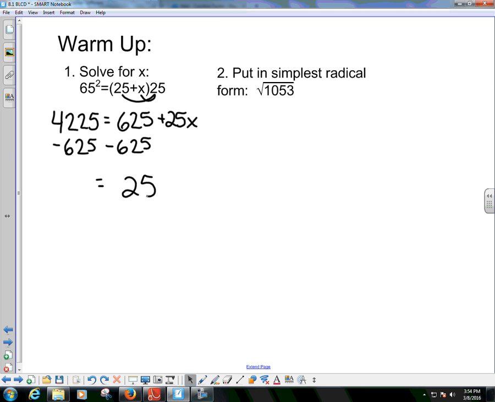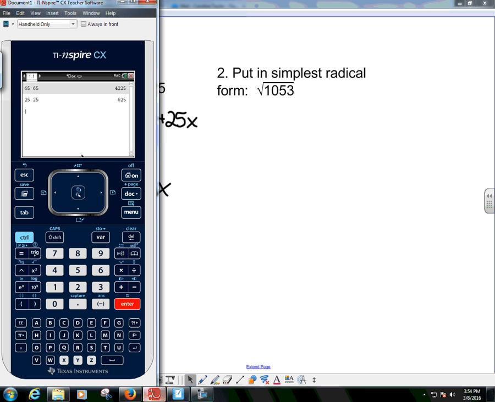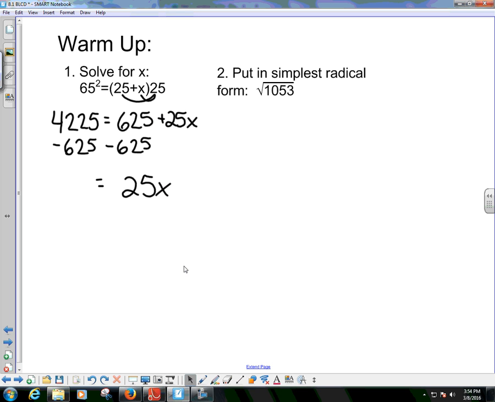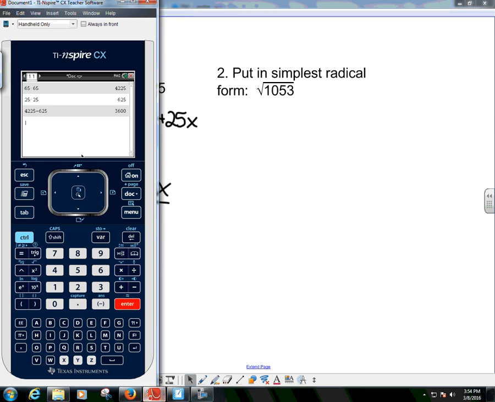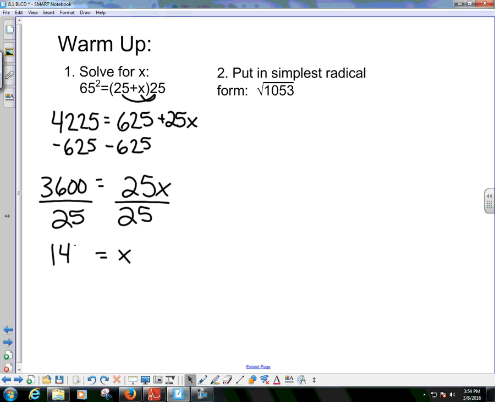So 25x equals, all right, well, 4,225 minus 625 gives me 3,600. 3,600, I need to divide both sides by 25. Off the top of my head, I don't know what that is either, so I'm going to go back to my calculator. I'm going to hit divide by 25 and enter. My answer is x equals 144. So that is the correct answer for that one.